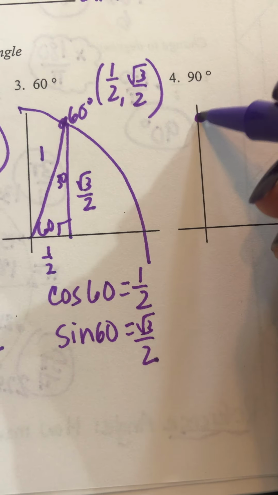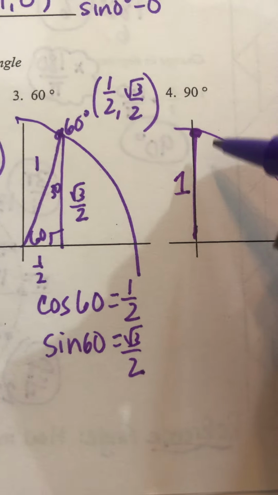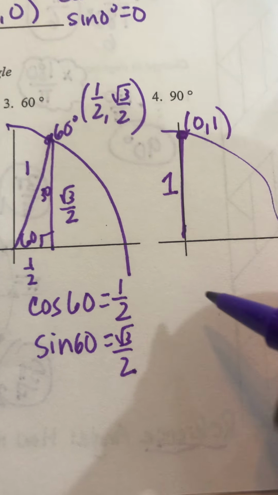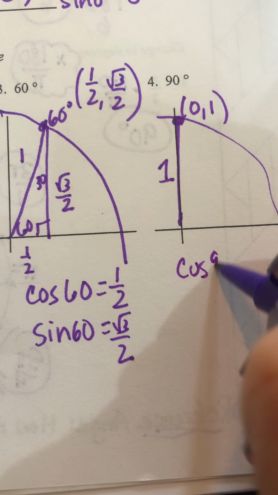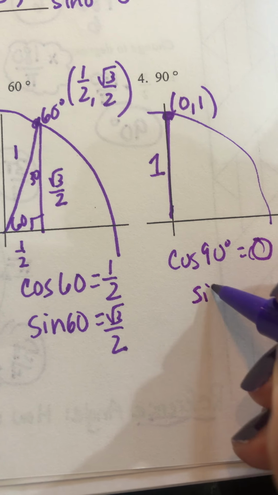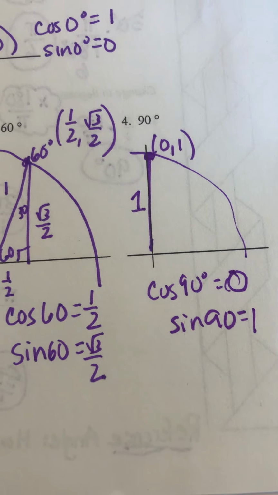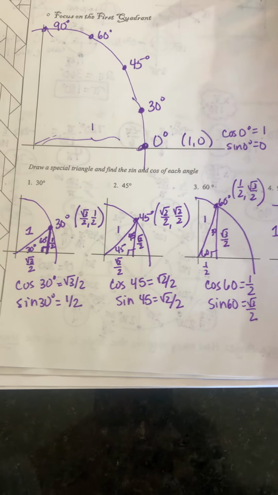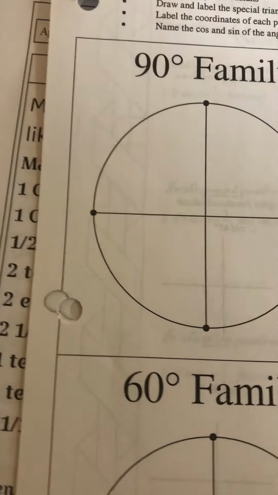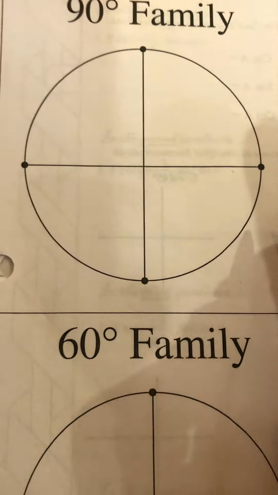Nice when we get to a 90 degree angle, right? Because the radius is 1, there's no need to draw a right triangle. It's like the 0 degree angle there. We know the ordered pair is 0, 1. So the cos of a 90 is 0 and the sine of a 90 is 1. Perfect. So that's our first quadrant, the 30, the 45, the 60, the 90. And now we can take that information and extrapolate it to the whole family.